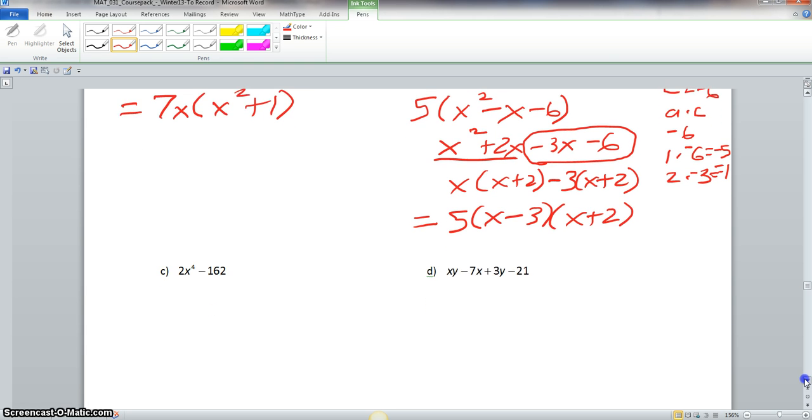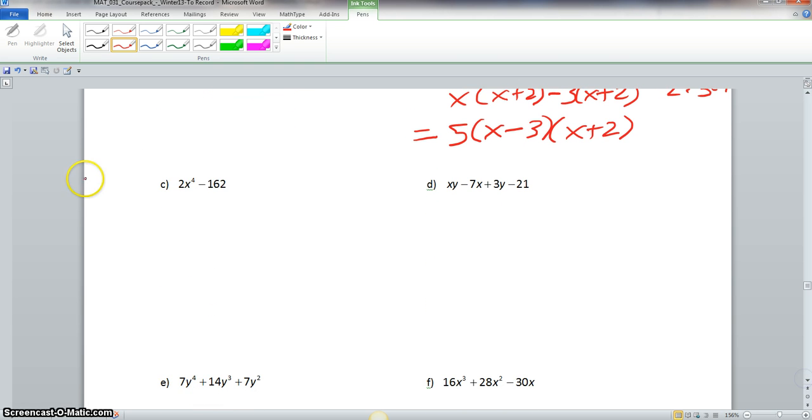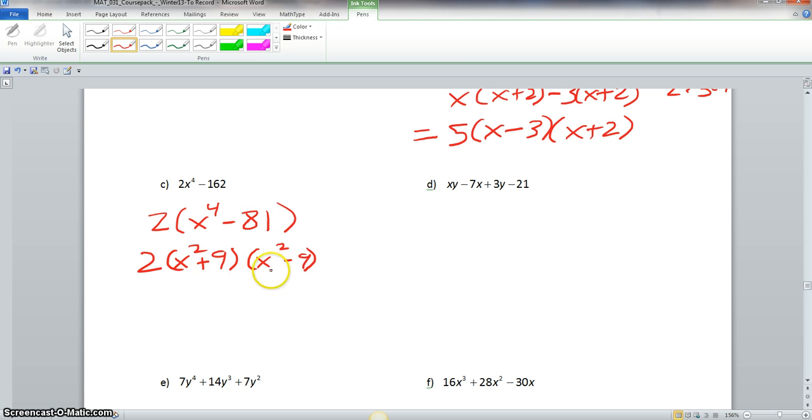Now we go here to C. We have 2x to the 4th minus 162. Now we can factor out a 2 here, and we would be left with x to the 4th minus 81. Now we look here, we have the difference of two squares. So we could bring down our 2, and we could bring down our two parentheses. X to the 4th, the square root of that is x squared. We know we'll put plus in one parenthesis and minus in the other, and the square root of 81 is 9. Now if we look here, this is the difference of two squares, so we're not done yet.